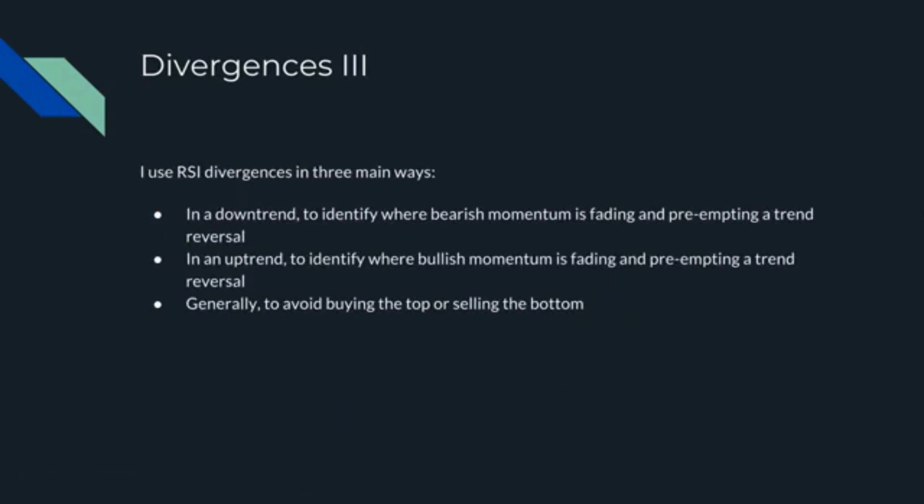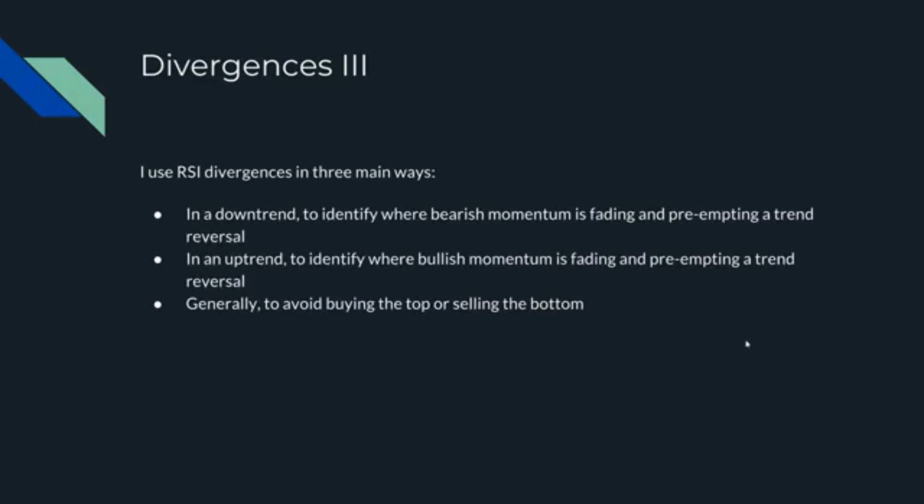And then I use RSI divergences in three main ways, but it's kind of more like one. In a downtrend, I want to have an idea when the downtrend is going to end, or at least when the strength of the downtrend is fading, so I can take a counter-trend long position or know that the trend is going to change soon, and when it changes, I want to ride it the other way. So in a downtrend, you're waiting for the bears to get tired, and in an uptrend, you're waiting for the bulls to get tired. As I mentioned here, it's generally to avoid buying the top or selling the bottom.